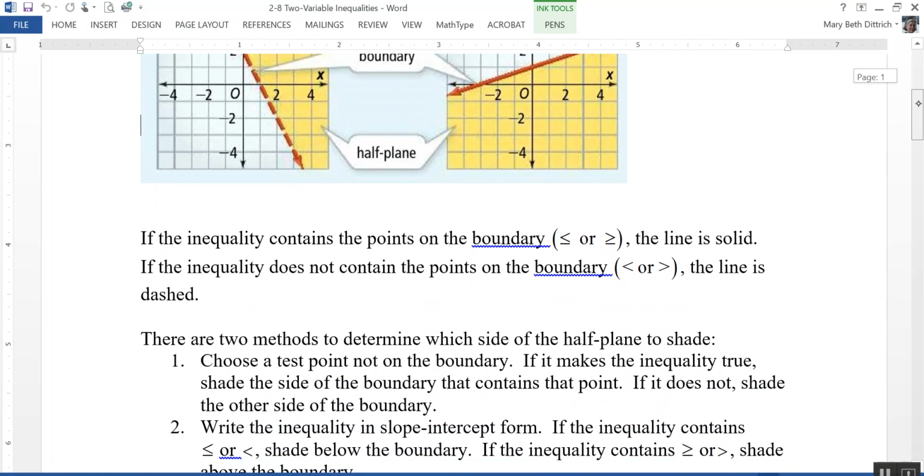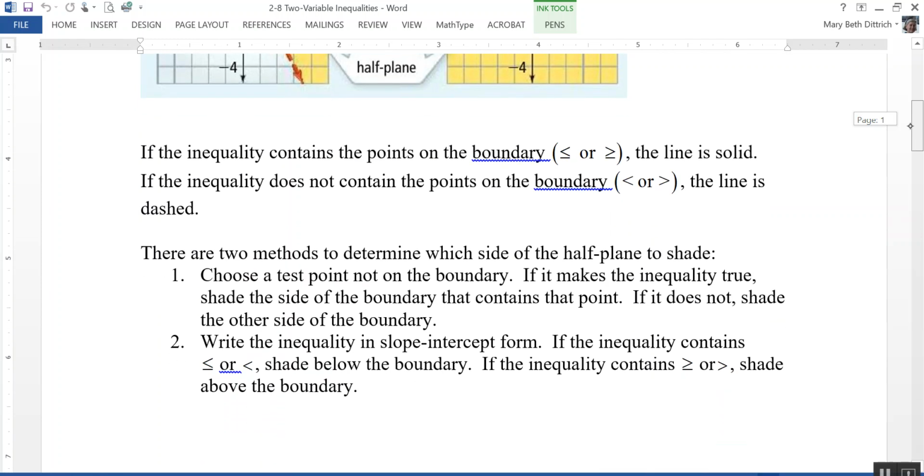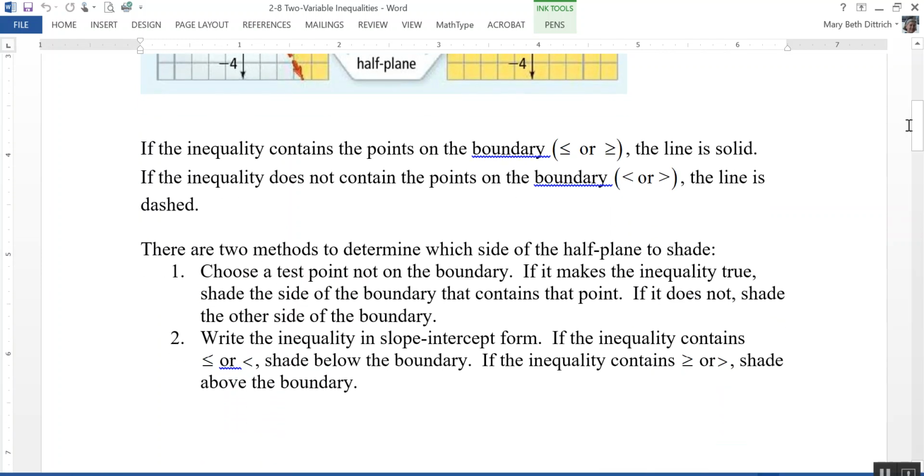If the inequality contains the points on the boundary, it's a less than or equal to or a greater than or equal to, then the line is solid. If the inequality does not contain the points on the boundary, and that would be a less than or a greater than, then the line is dashed. And then there are two methods to determine which side of the half plane gets shaded. So which side of the boundary, which half plane are you going to shade?